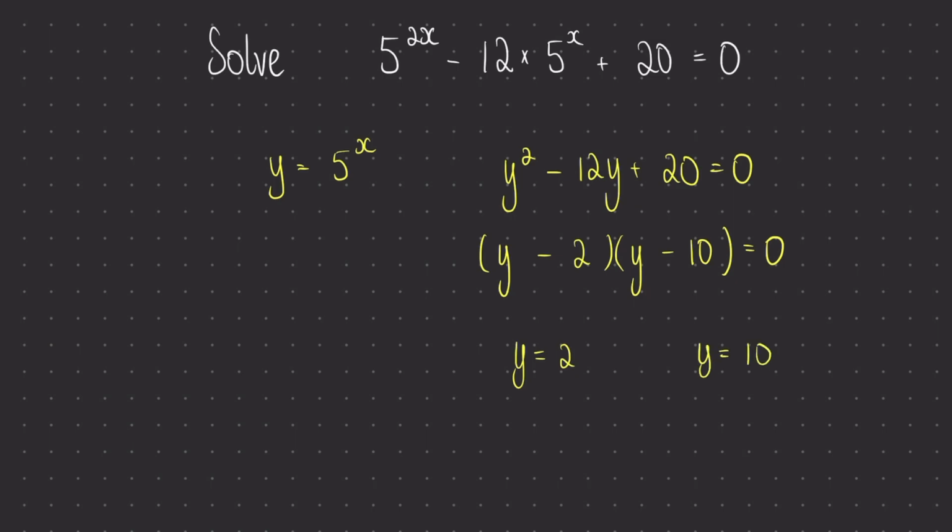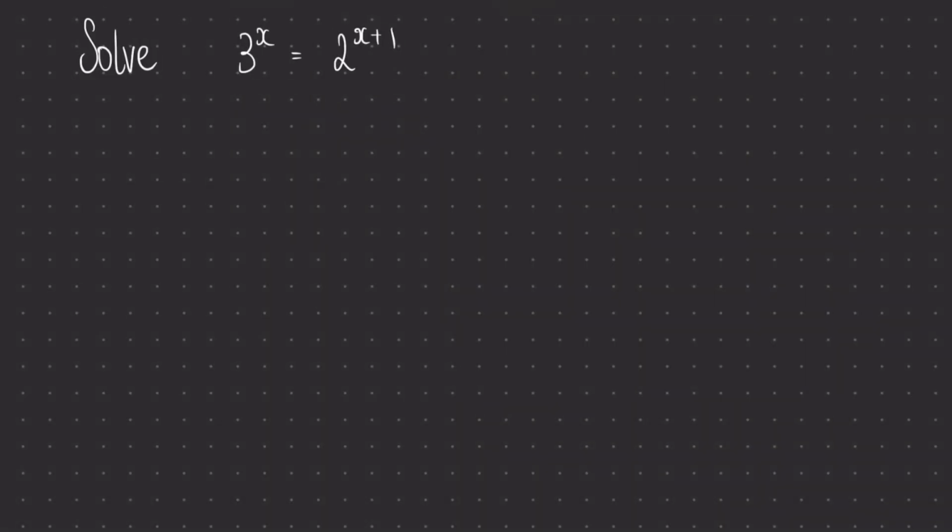We must remember that we're solving for x, so 5 to the power of x equals 2, and 5 to the power of x equals 10. Here's where we're going to use our logarithms, so log to the base 5 on both sides, and so we find our two solutions like this. We could of course put these into our calculator to find a decimal answer, but I'm going to leave them here as exact.